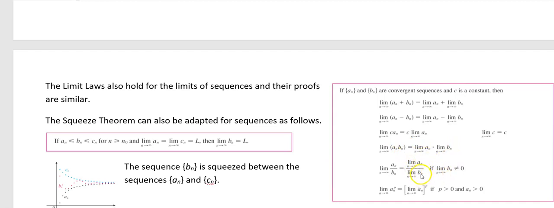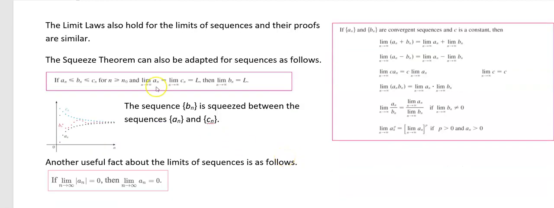As long as your limit in the denominator doesn't equal 0, you can split up the limit of the numerator and the limit of the denominator. And then, of course, if you have your power here, your sequence to a power, you can take the limit of the inside and then take the power once you find that limit. So these limit laws are actually quite convenient, and we'll see them put into use in later questions.